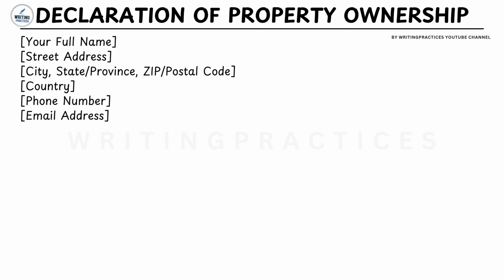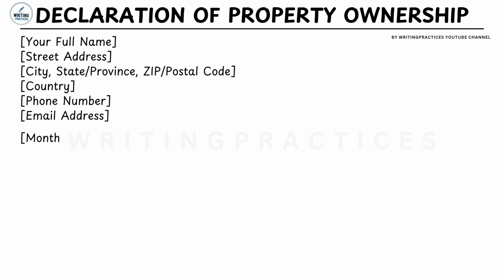Sender information. Start by writing your contact information at the top of the letter. This section identifies who is making the declaration and provides reliable contact information should the recipient need to verify your identity or request additional documents. Make sure your name and contact information match the records associated with the property whenever possible.